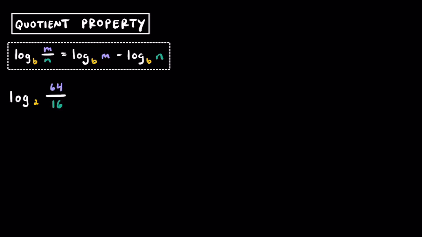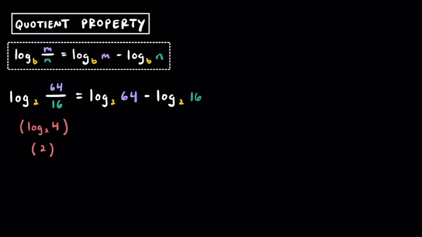Let's take a look at log base 2 of 64 over 16. Since 16 happens to be a factor of 64, we can simplify this and write log base 2 of 4, and this is equal to 2. Now, while we already know the value of this particular logarithm, let's see how the quotient property comes into play.